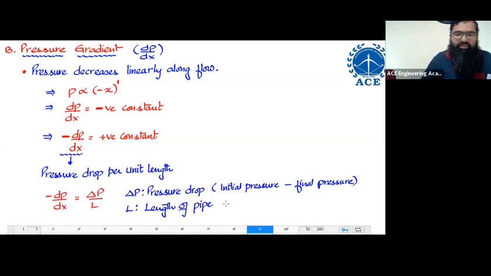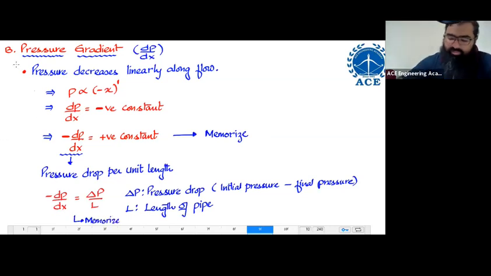Now, this particular slide is a very important slide. Strictly speaking, you don't have to memorize anything. अगर आपको समझ में आ गया, तो it is sufficient. But still, if you're finding difficulty, memorize this particular line and memorize this thing. When to use all these equations, I'll tell you, don't worry.